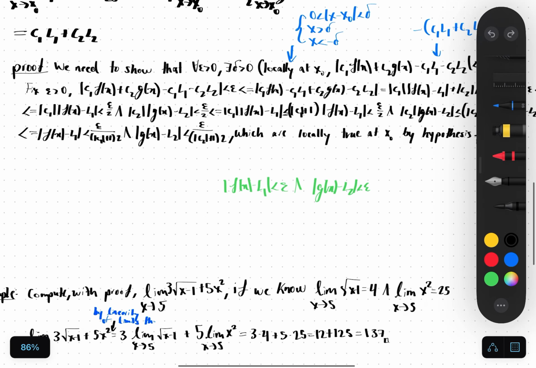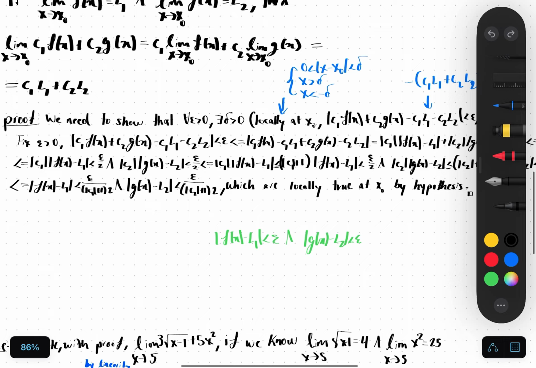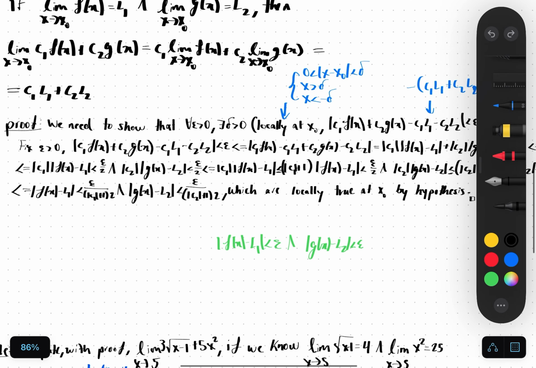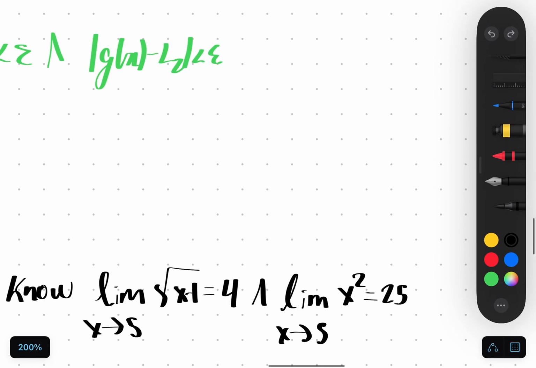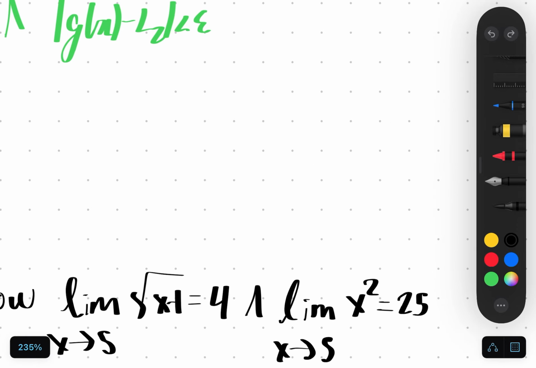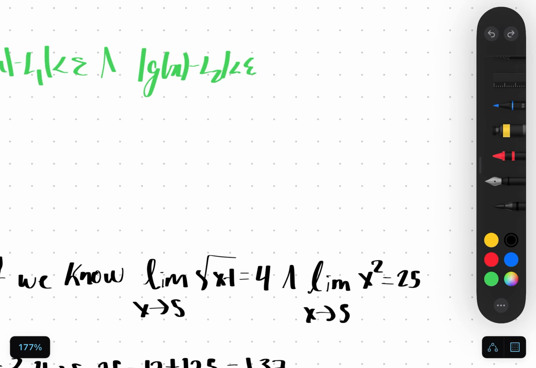So compute with proof the limit as x approaches 5 of 3 times the square root of x minus 1 plus 5x squared. If we know that these limits are true, we can prove these limits to be true. We have enough tools to prove them, but I'm going to omit that step because that's really not necessary. It's kind of redundant, and we'll later show how to further compute these for radicals and for quadratics or polynomials. But we do know that this is true, and we can prove both of these if we wanted to with epsilon delta.